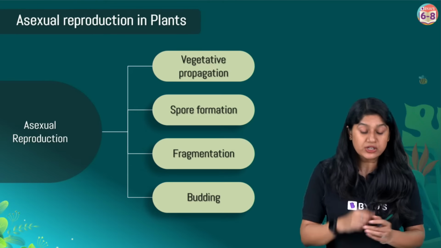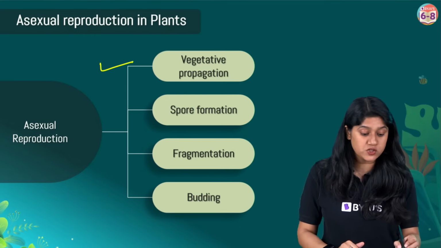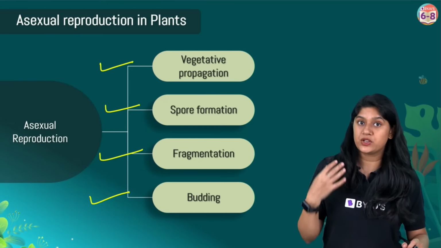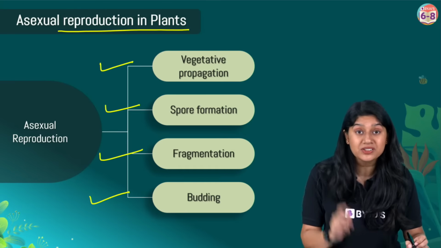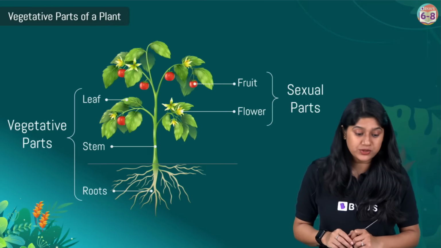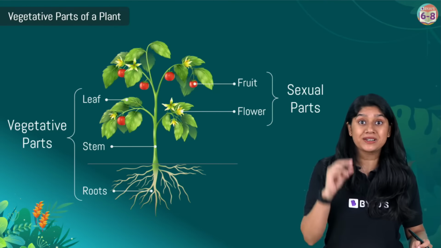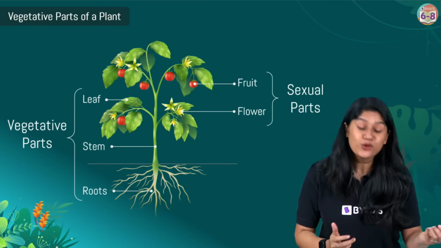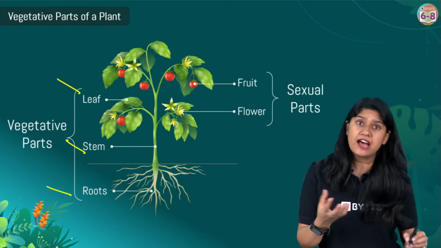In that also we have different types. Let's discuss the different types of asexual reproduction: vegetative propagation, spore formation, fragmentation, and budding. In this chapter, as we are discussing reproduction in plants, we are now discussing asexual reproduction in plants. Let's take a look. The first one that we're discussing is vegetative propagation, but let's understand what this is related to. In plants, we have different parts, right? We have leaves, stem, roots, and we have fruits and flowers.